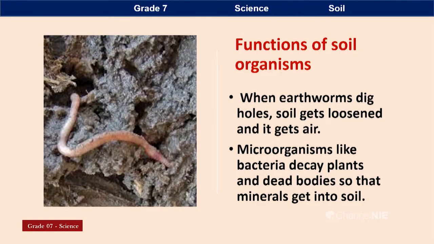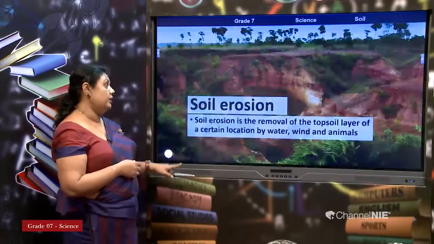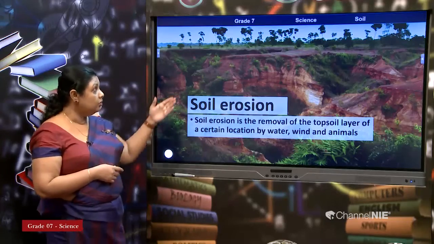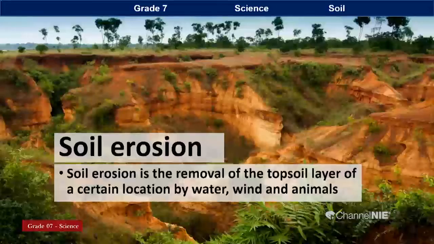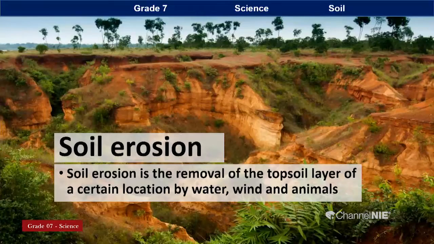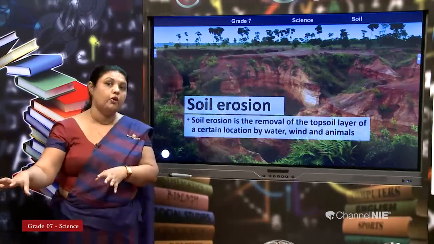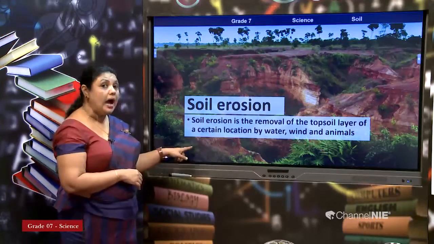There are some organisms, earthworms and others, that make holes there. Microorganisms can decay matter in soil. Soil erosion, lastly we talk about. This diagram shows how the soil is moved out mainly by wind, water and animals. Wind, water and animals are the main ways. Erosion means soil moves away from the place where it is.